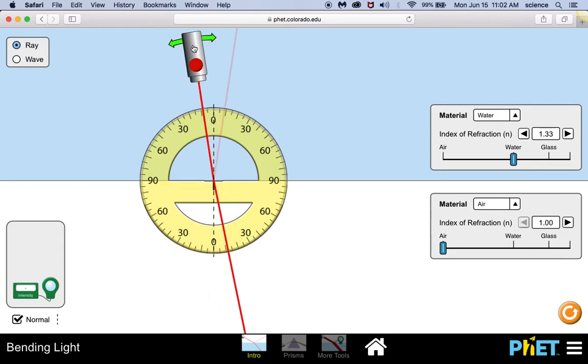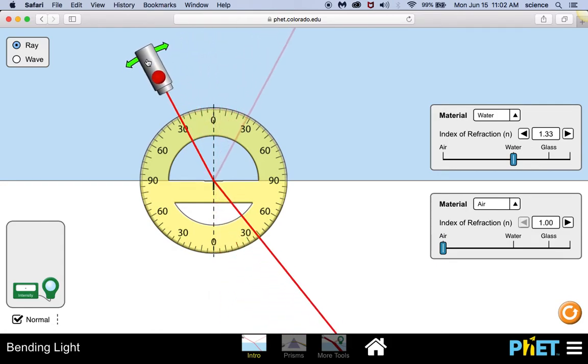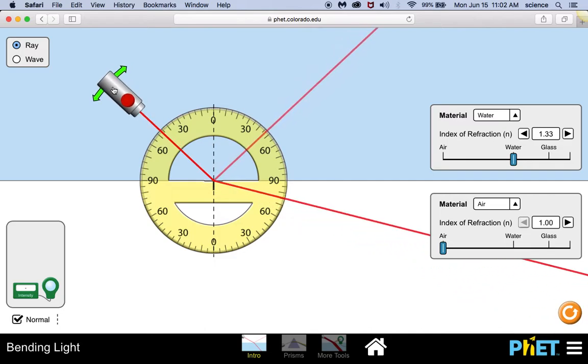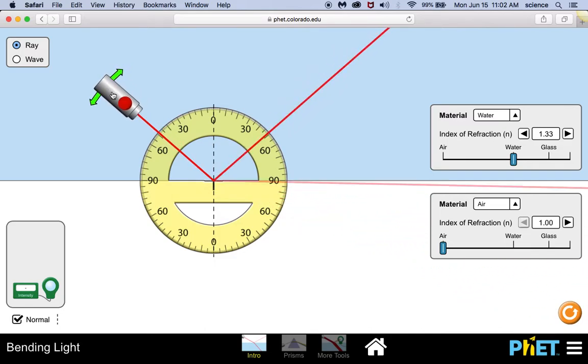All right, let's try something a little different here. I'm going to find the critical angle for water into air, and we already know it's right around 48 degrees, something like that. How does the critical angle change when you change the index of refraction? What if I make the index of refraction bigger? Right now it's 1.33. Well, let's do it this way. Let's make it smaller. If I make the index of refraction in the top region smaller, will the light actually go into the second region?